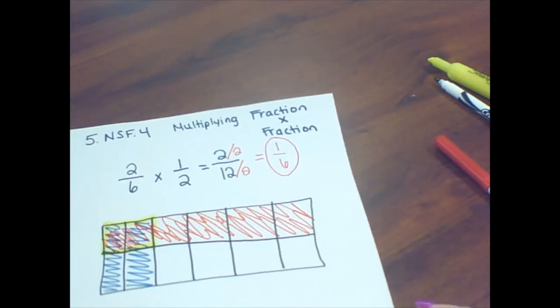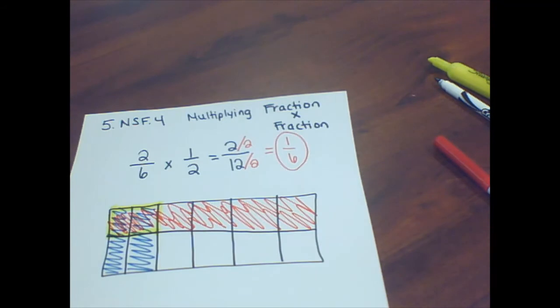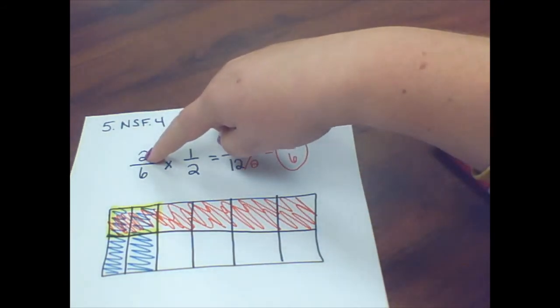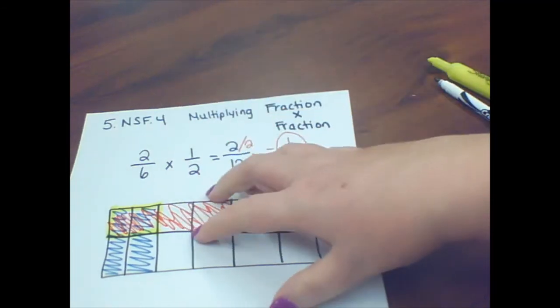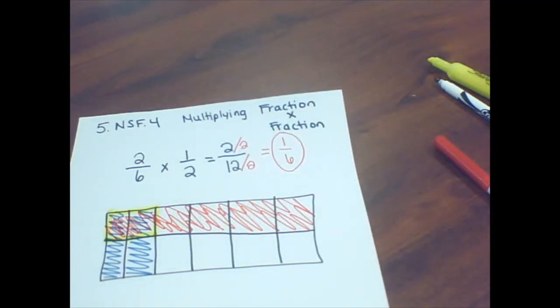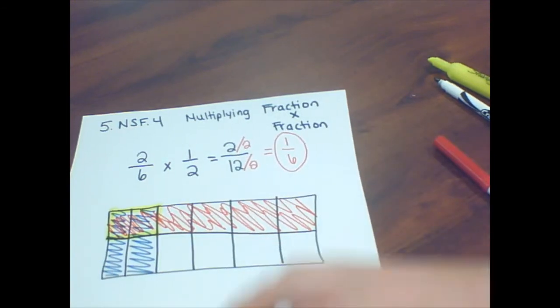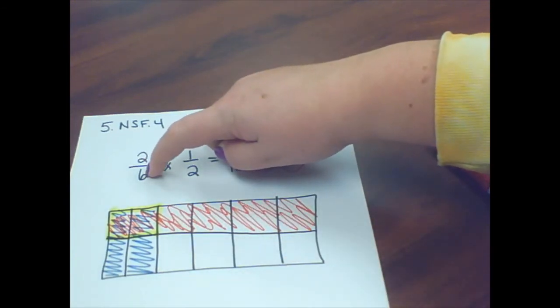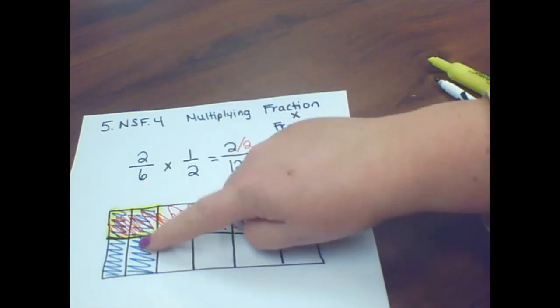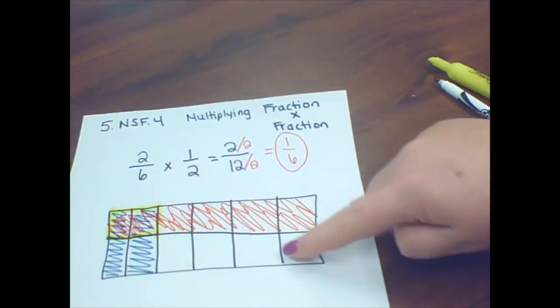So remember, multiplying a fraction by a fraction is a little bit different. You're no longer doing a model for this fraction and this fraction. You're putting it all in the same model. So you start with that big area model. Then you split it as many ways as in your first fraction, which was 6. 1, 2, 3, 4, 5, 6.